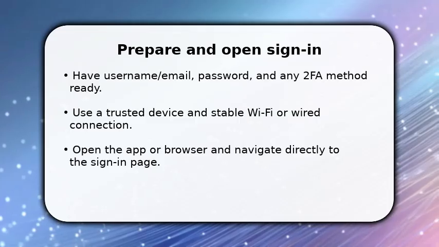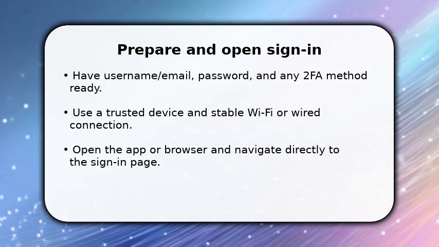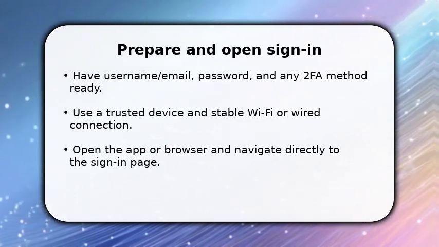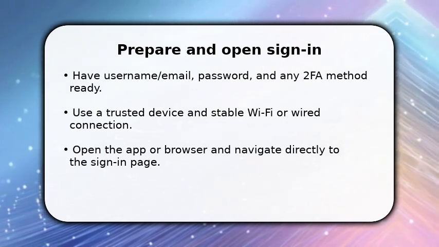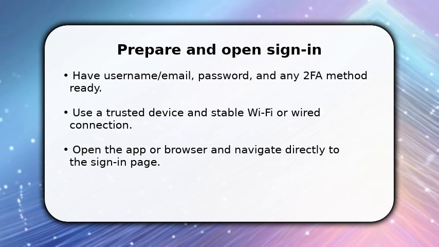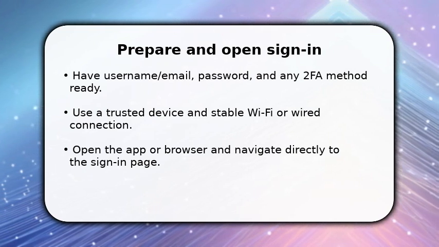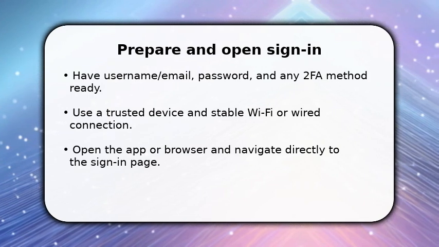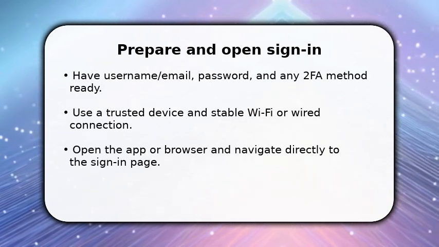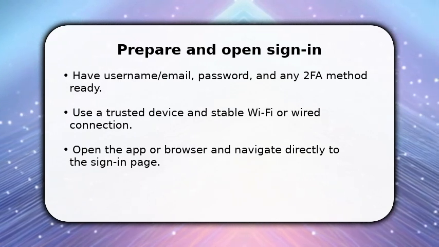Enjoy the video. Before you start, confirm you have the account email or username, the correct password, and your 2FA method nearby. If possible, use a device you trust and a stable network. This reduces interruptions. Once ready, open the official app or type the known web address and go straight to the sign-in screen. Make sure the page shows a padlock for HTTPS. Now you're positioned to enter credentials without delay, minimizing mistakes and exposure.